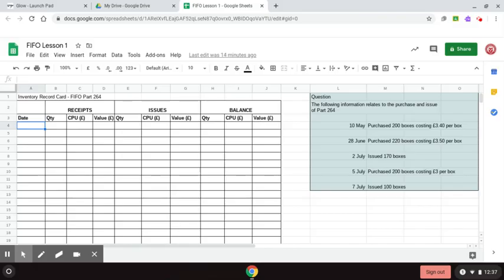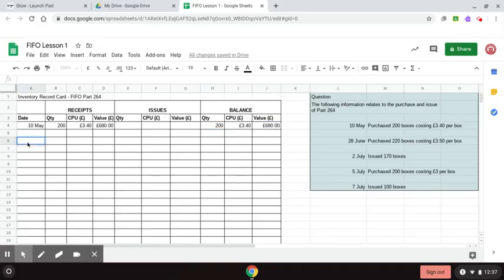The first transaction was on the 10th of May, so we're going to fill in 10th of May, and we purchased 200 boxes of this part 264 at £3.40. So you do 200 boxes at £3.40, and you would use the formula B4 star C4, and that'll multiply them together. So we've got 200 boxes at £3.40, and it's a receipt because it's inventory coming in. So in our balance, we've got 200 at £3.40 is 680. So that's the first transaction completed.